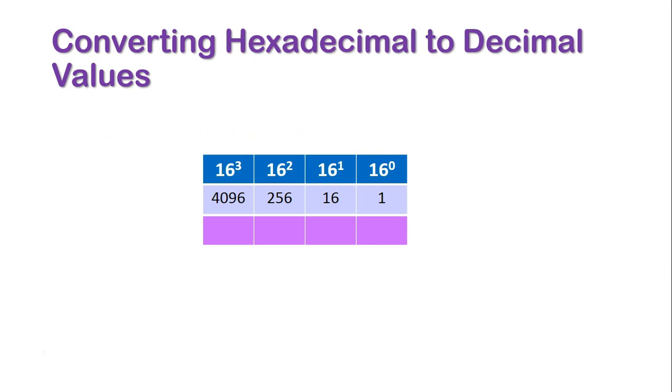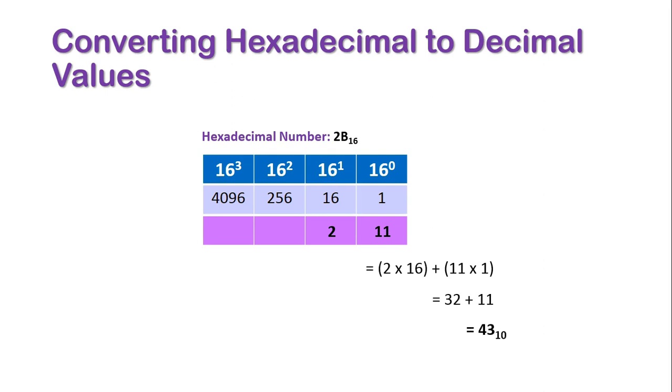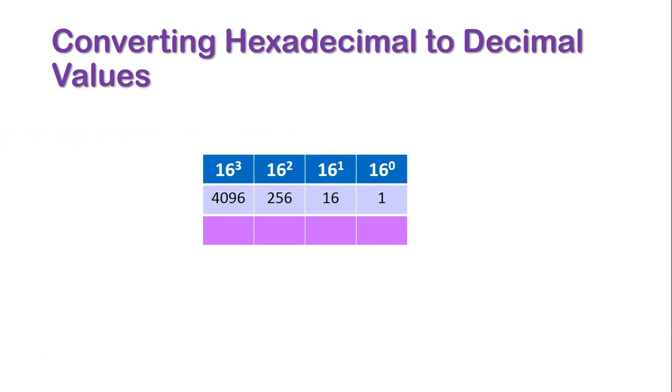The next value we'll look at is 2B, kind of like the pencil that you use, 2B. So once again, we'll put it under the correct brackets it belongs in. Now, 2 is equal to 2, and B is equal to 11 in hexadecimal. So this translates to 2 times 16, 11 times 1, which then becomes 32 plus 11, which equals 43 in decimal.